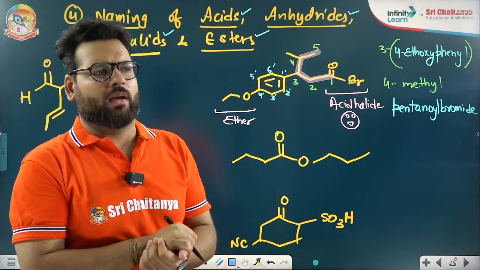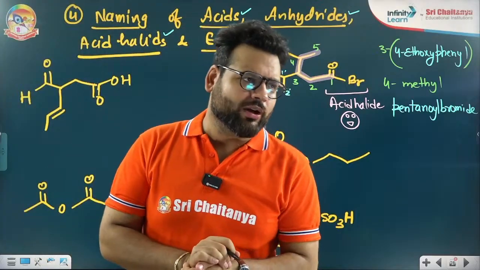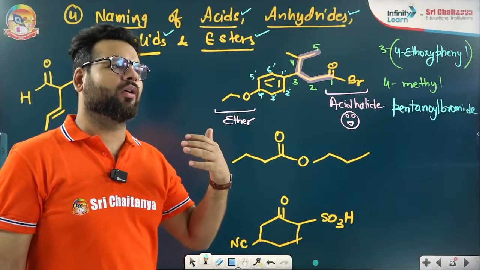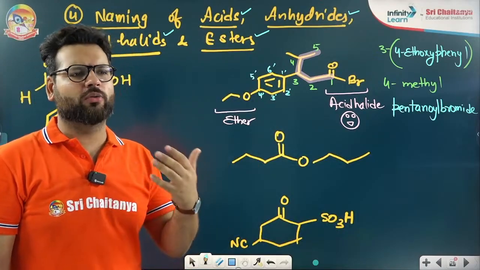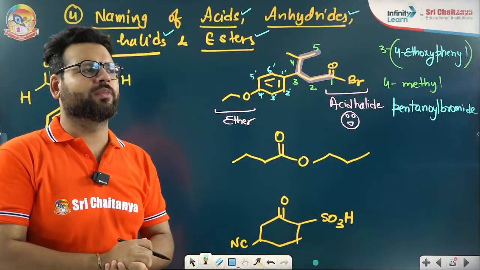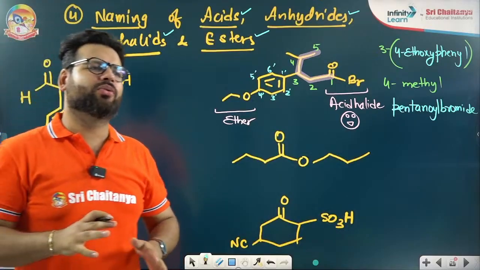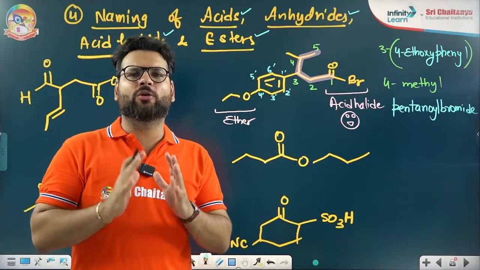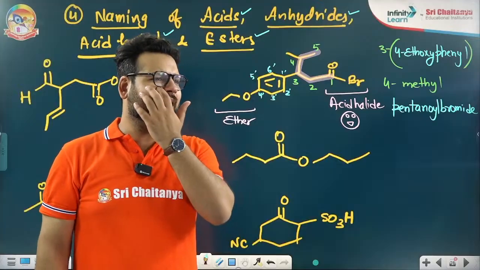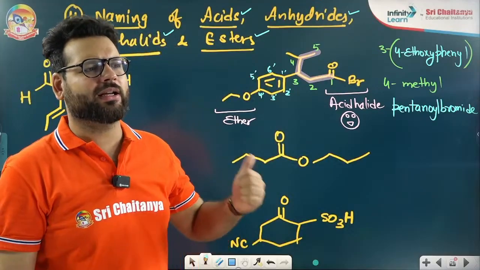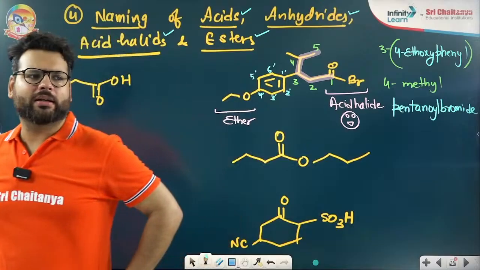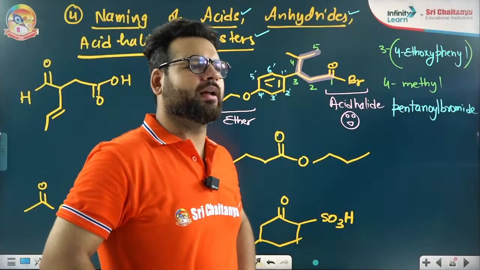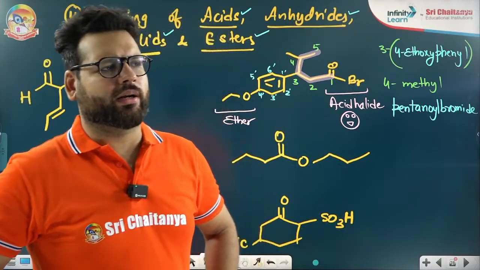Okay. This should be clear to you. If you want, I will tell it once more. But I don't think that after following all the rules, you should make mistakes. Any name given to you, which has a benzene ring, some long chains, some functional groups, if you know the rules properly, all of them can be named easily. Is it clear? Yes or no? 4-methyl, 3-(4-ethoxyphenyl), pentanoyl bromide. Yes, correct.